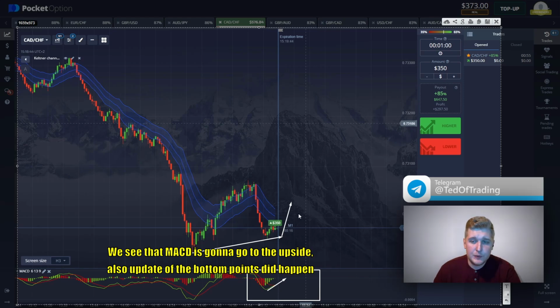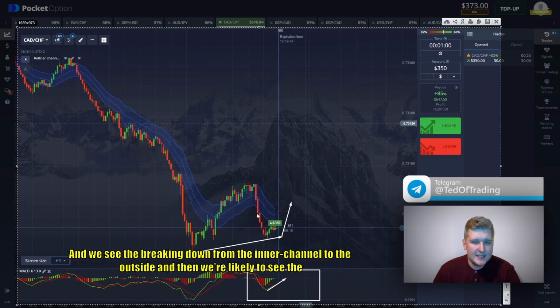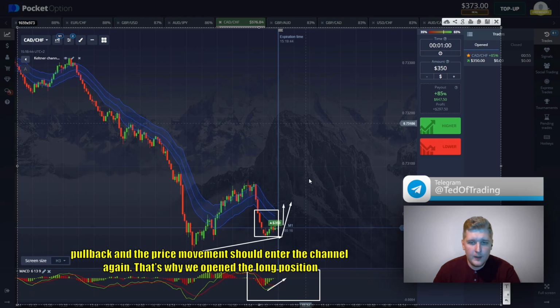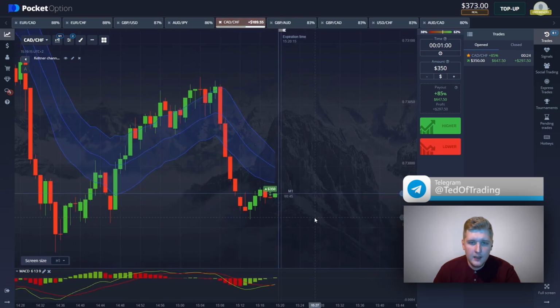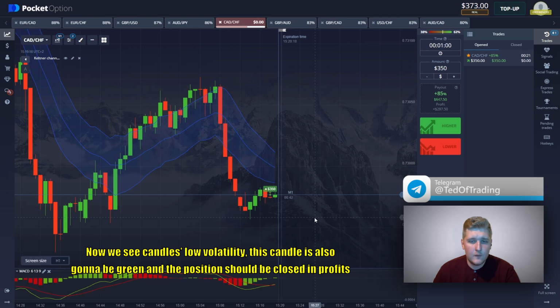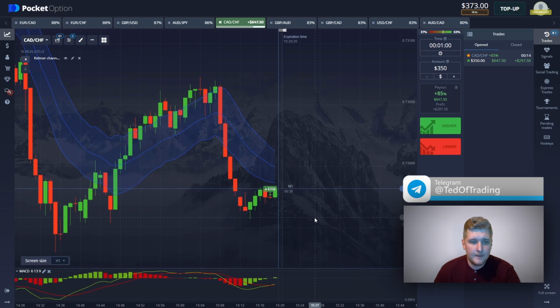Also, an update of the bottom points did happen, and we see the breaking from the inner channel to the outside, and then we're likely to see the pullback, and the price movement should enter the channel again. That's why we open the long position. Now we see low volatility candles. This candle is also going to be green and the position should be closed in profit, guys. So let's just watch. There are 10 seconds left before the closing.